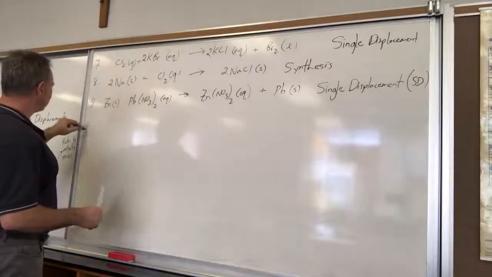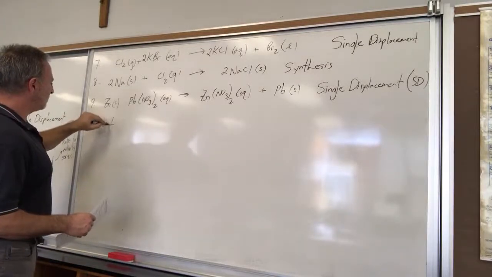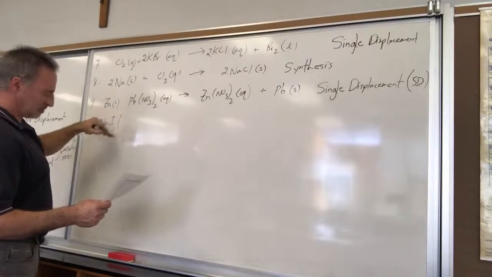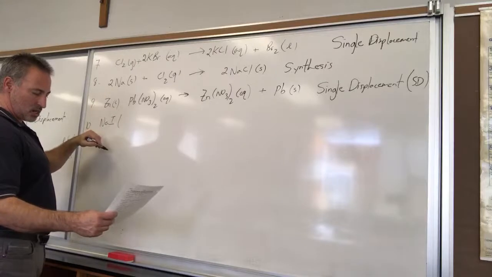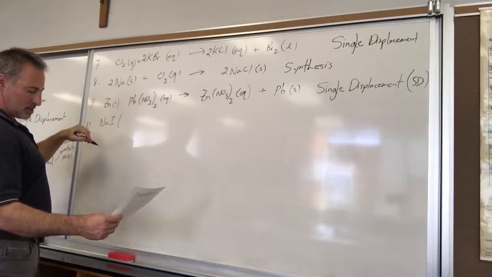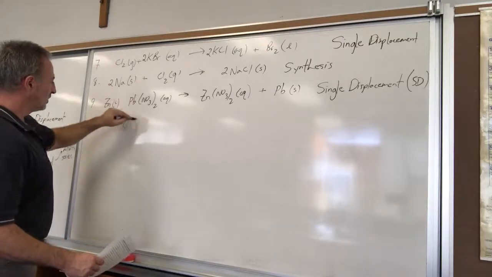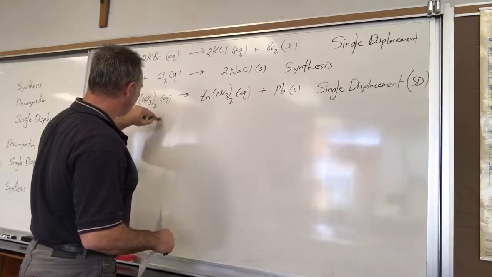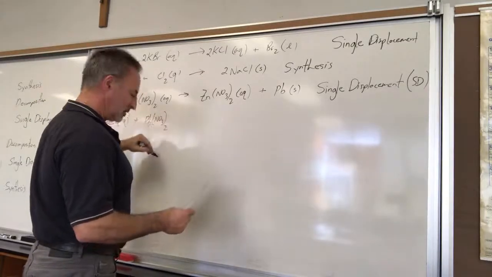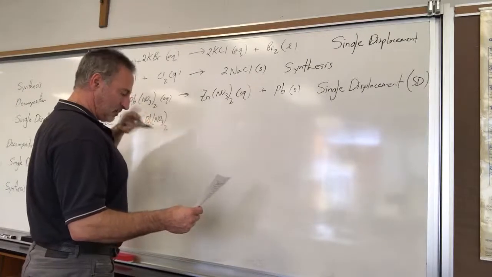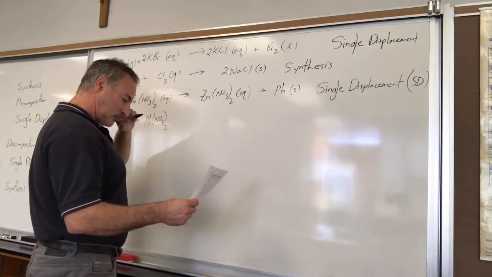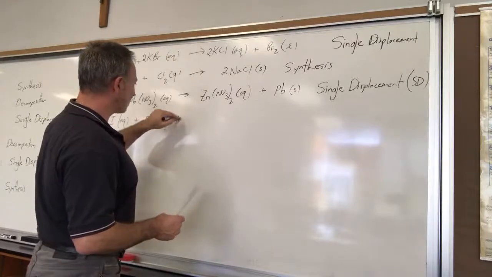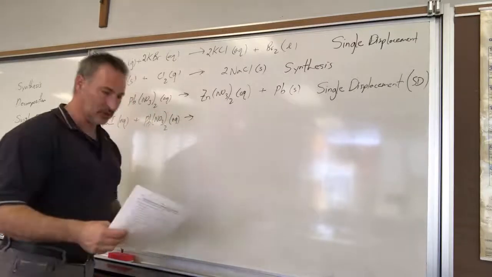10. NaI, sodium iodide, that'll be aqueous. And it's going to be reacting with plumbous nitrate. Now, when something is soluble, it's actually more dangerous to living things than something that's not soluble.